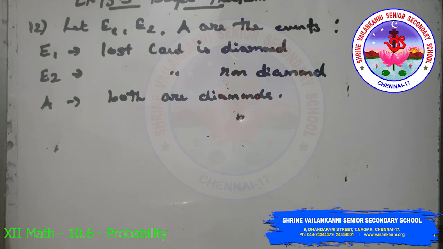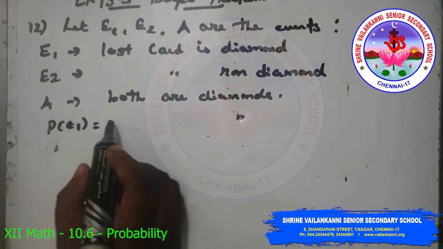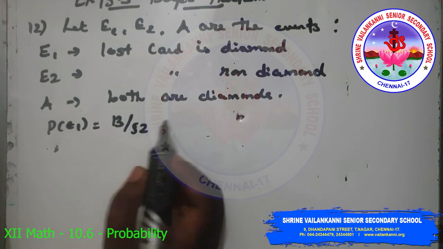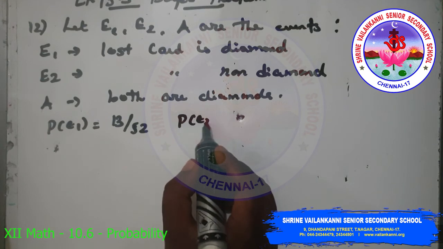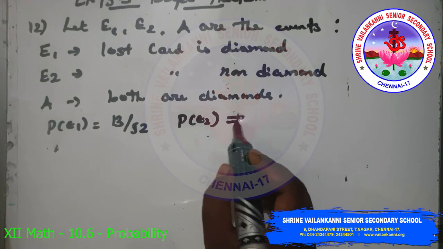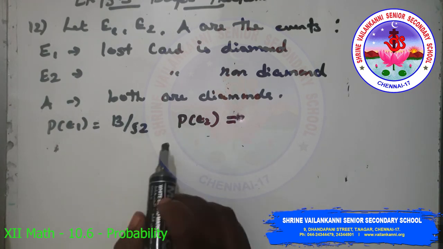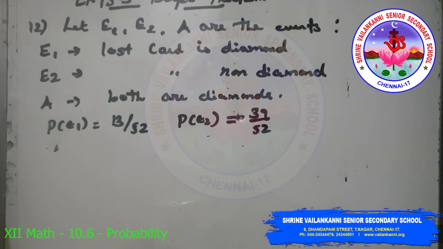So what is the P of E1? P of E1 is the lost card is a diamond. So we have 13 diamond cards, and total cards are 52. So P of E1 is 13 out of 52. And E2 is the event in which the lost card is non-diamond. So P of E2 is 52 minus 13, which is 39 by 52. So P of E1 is 13 by 52 and P of E2 is 39 by 52.